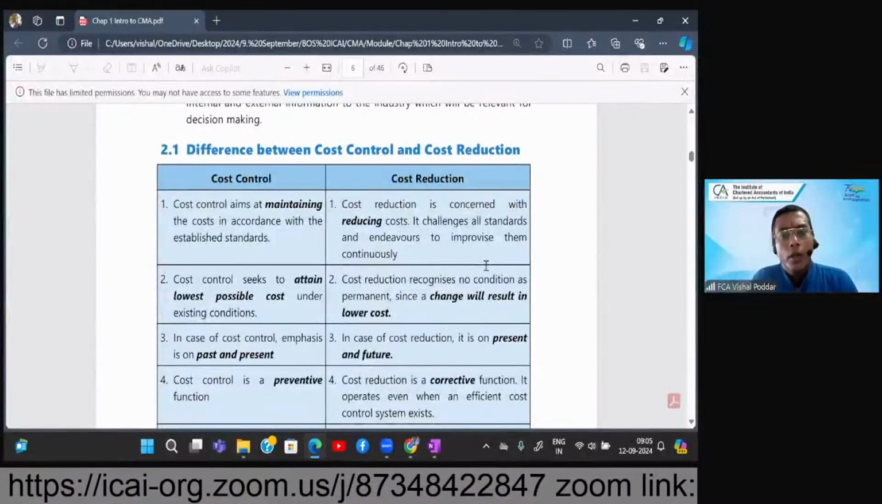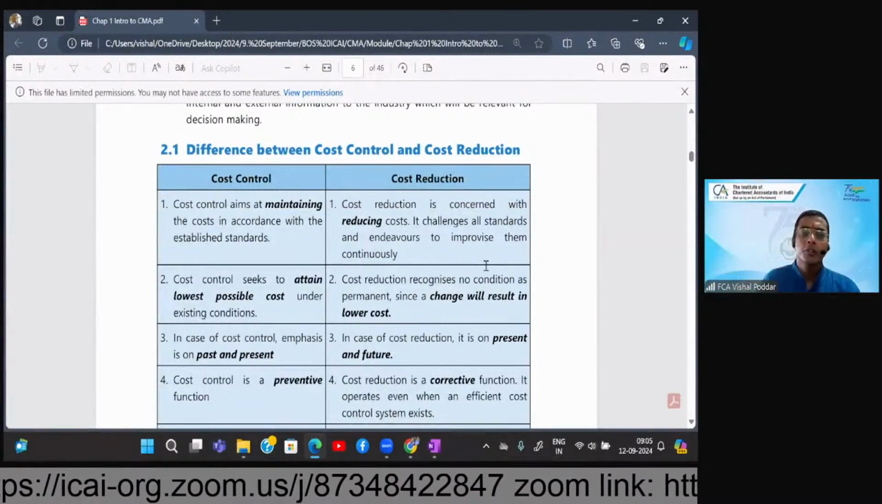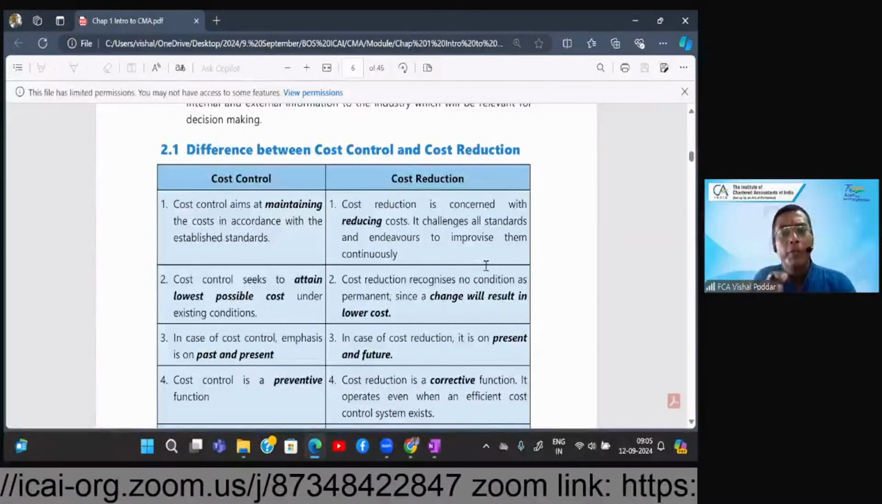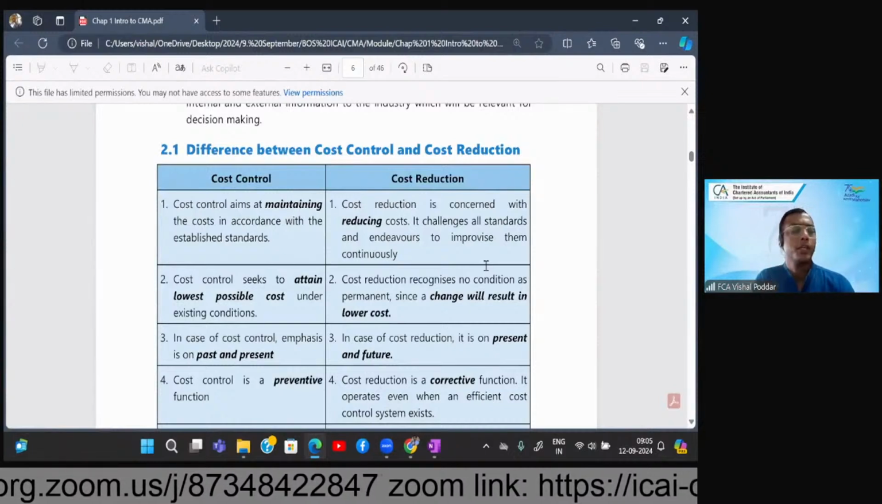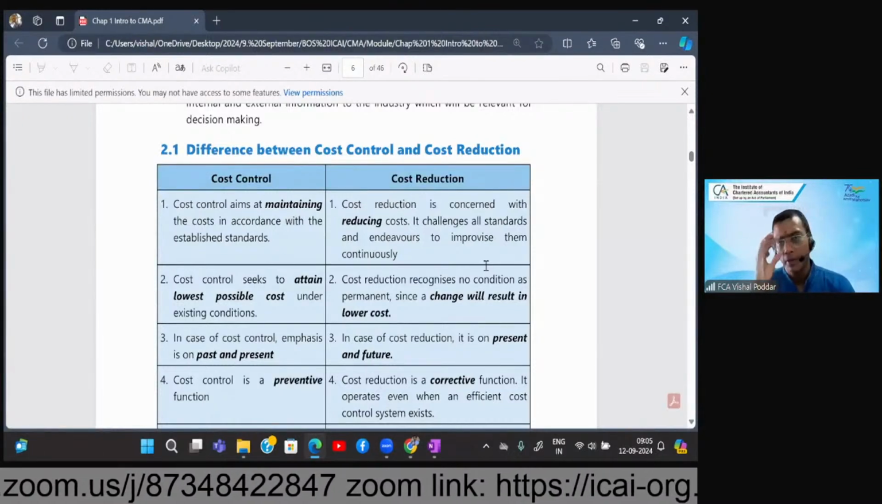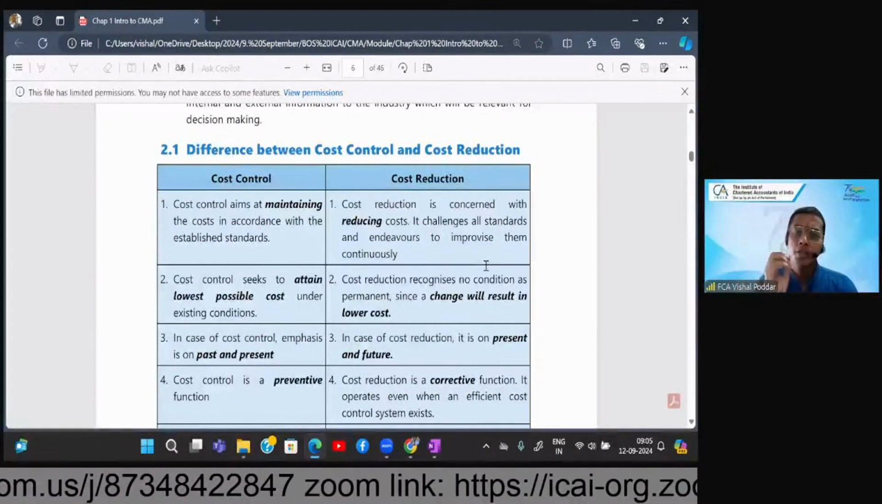Now, in the objectives, you were given cost control and cost reduction. Many times people mix both these things. They believe that controlling costs and reducing costs is the same. The answer is no. I'll give you a simple example of the difference between control and reduction in general.